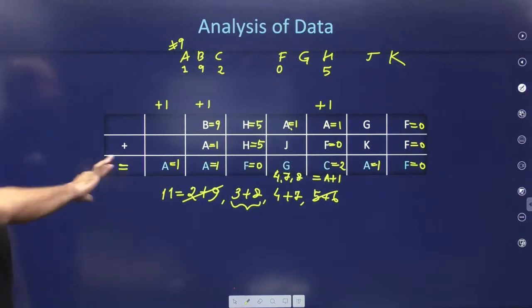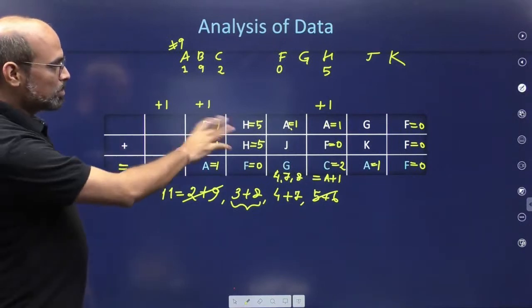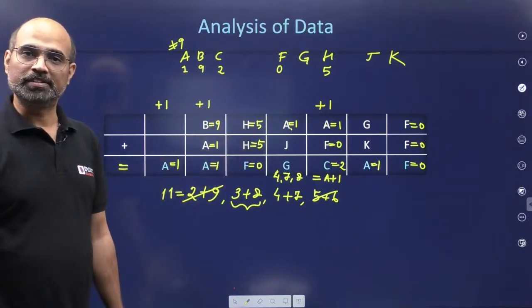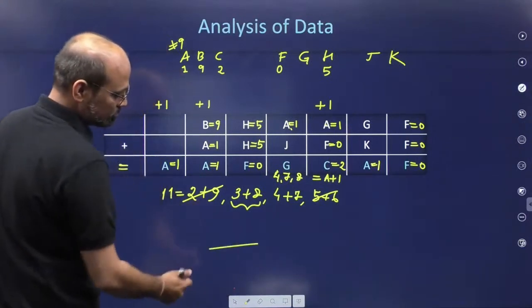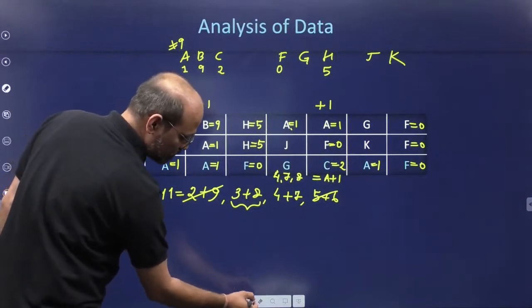Right? So, we won't be able to fill it up, but we are pretty sure about the other digits over here. Okay? I want everybody to take a look here. A is going to be 1, B is 9, C is definitely 2, F is 0, G we don't know, H is definitely 5, J and K we have no idea about. Having understood this, now let's go to the questions.